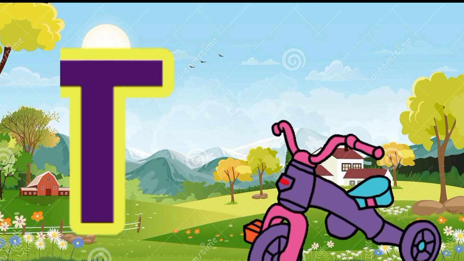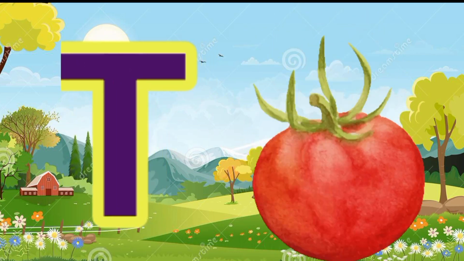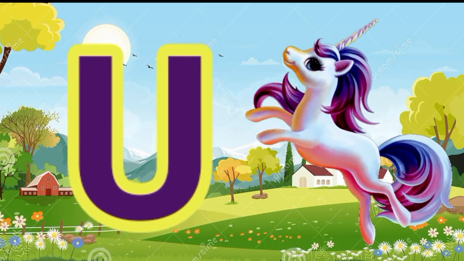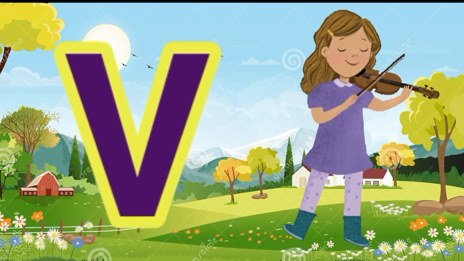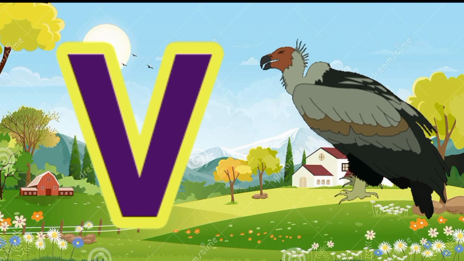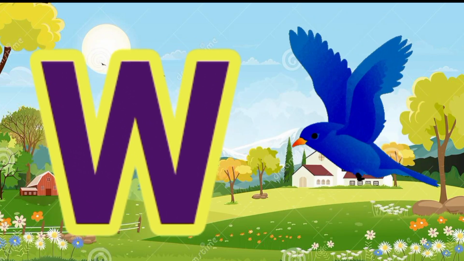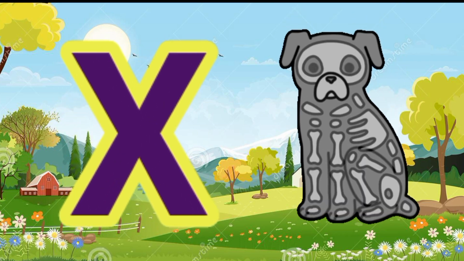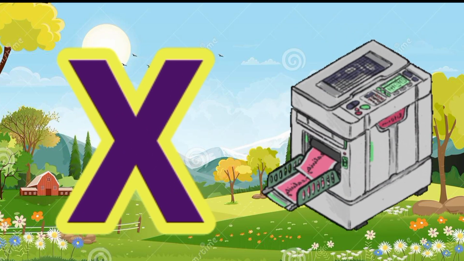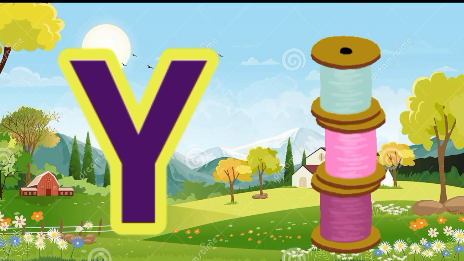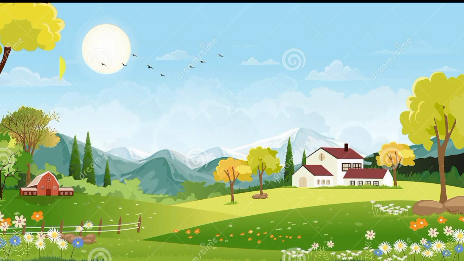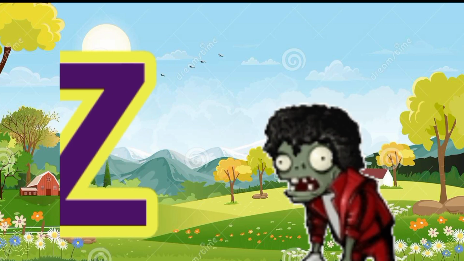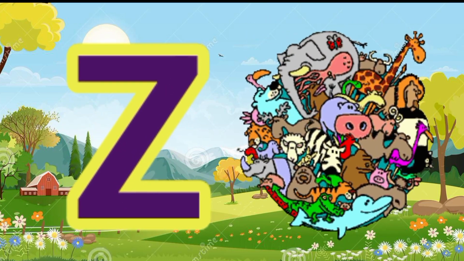T for tomato. U for unicycle. U for unicorn. V for violin. V for vulture. W for wings. W for watermelon. X for x-ray. X for xerox. Y for yarn. Y for yo-yo. Z for zombie. Z for zoo.